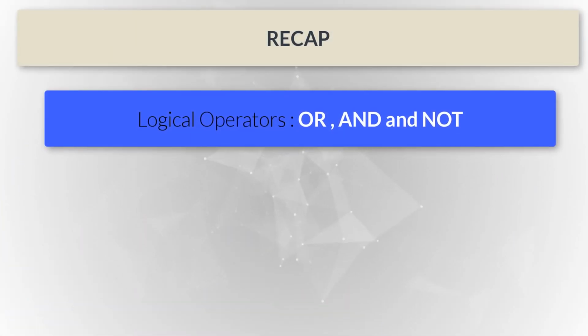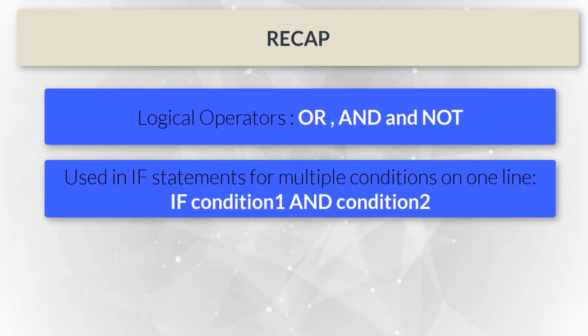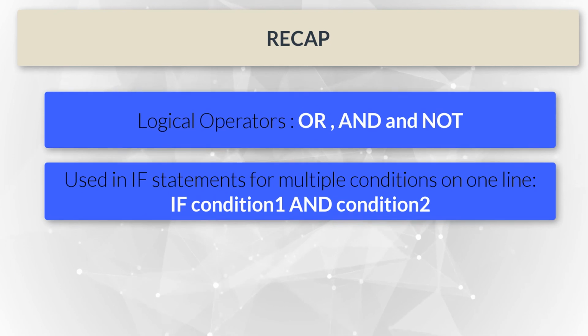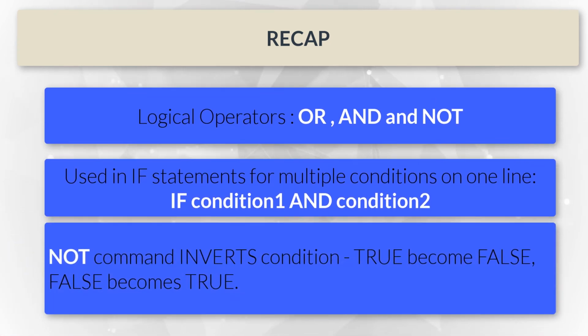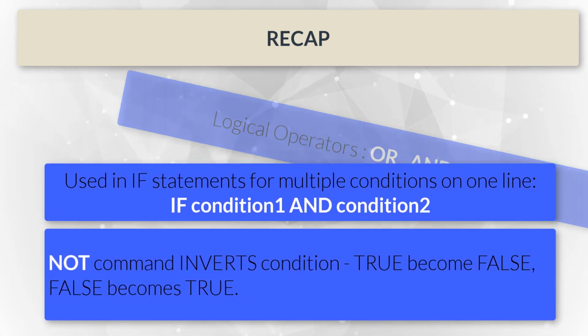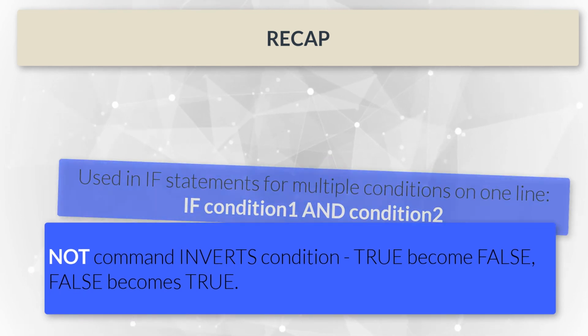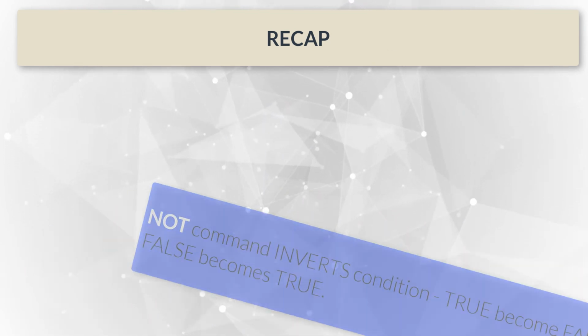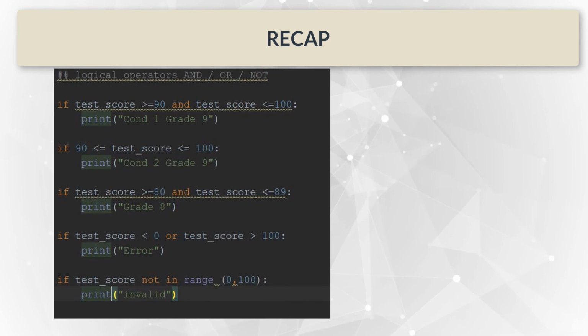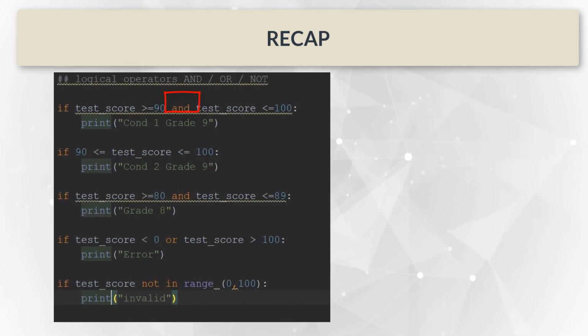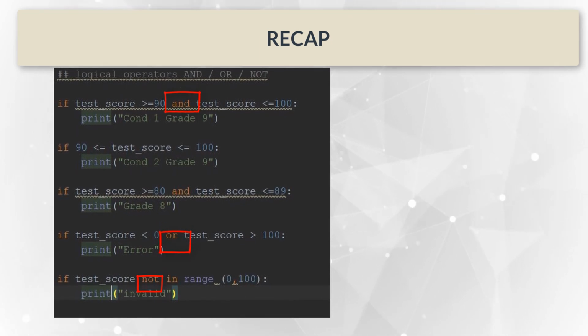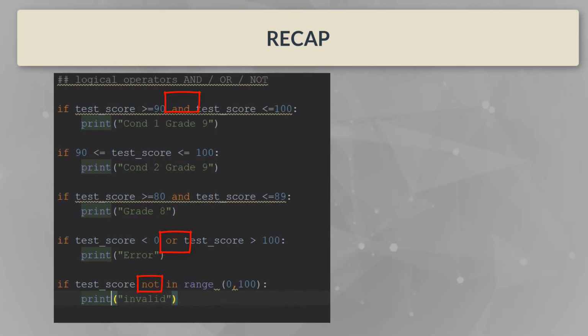So to recap, we've covered the logical operators or, and, not. They are used in if statements, so for example, if condition 1 and condition 2. And also the not command inverts the condition, so true becomes false and false becomes true. Looking at the program that we did, you can identify and see the different operators, so and, or, and not logical operators.